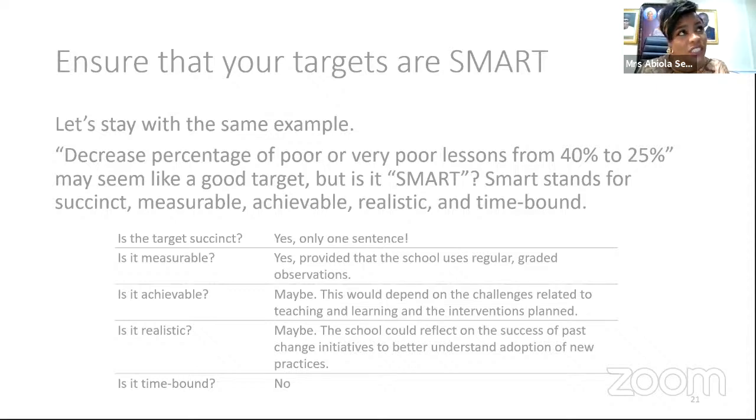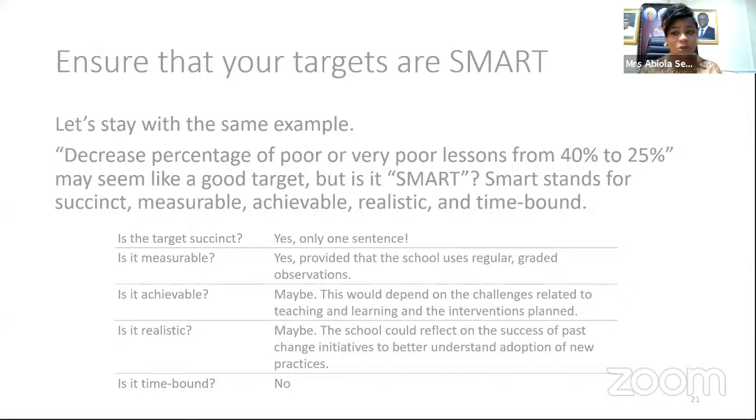Is it achievable? Okay, maybe, maybe not. This would depend on the challenges related to the teaching and learning and the interventions that are planned, not just planned, but executed, okay?